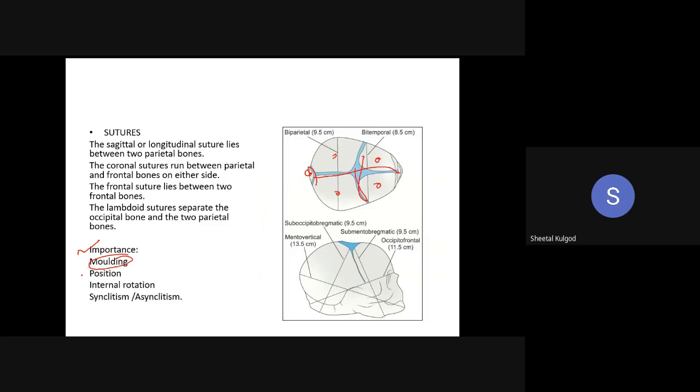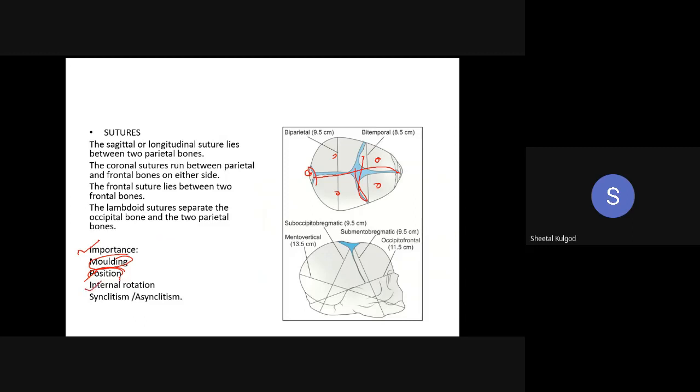Then the second thing you have to remember regarding the fetal skull is the position. So position of the fetal presenting part, by fixing an arbitrary bony point on the fetal skull, will tell us the position of the fetal skull in relation to the maternal pelvis. So this is the inference we get by studying the different sutures as well as the fontanelle.